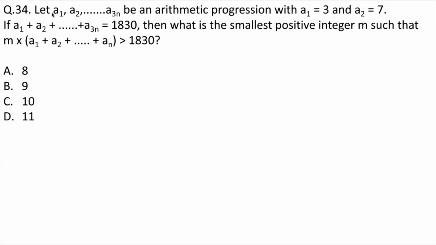Okay, guys, so let A1, A2, A3 up to A3n be an arithmetic progression with A1 is 3 and A2 is 7. If A1 plus A2 plus A3 up to A3n is 1830, then what is the smallest positive integer m such that m into A1 plus A2 up to An should be more than 1830?